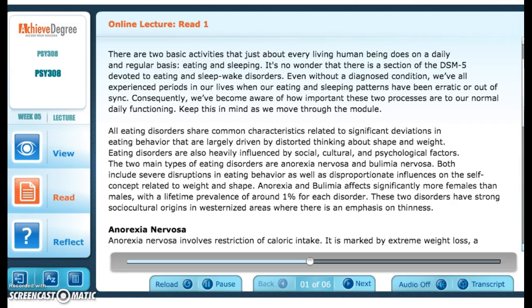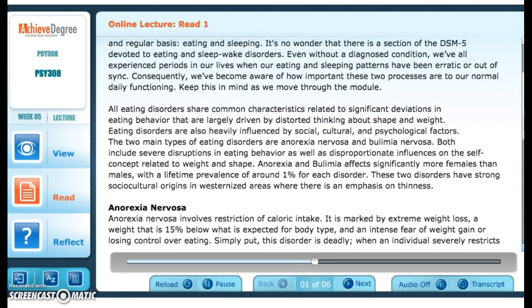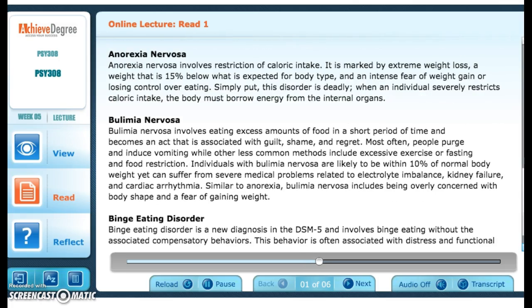Anorexia nervosa. Anorexia nervosa involves restriction of caloric intake. It is marked by extreme weight loss, a weight that is 15% below what is expected for body type, and an intense fear of weight gain or losing control over eating. Simply put, this disorder is deadly. When an individual severely restricts caloric intake, the body must borrow energy from the internal organs.